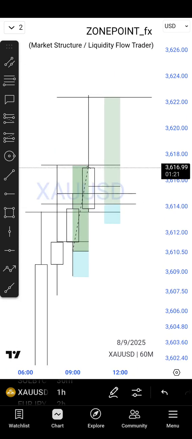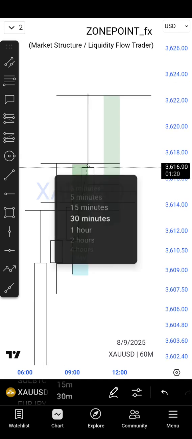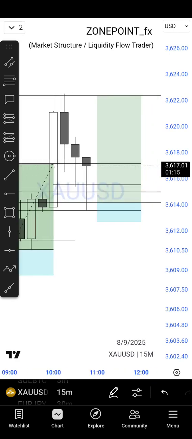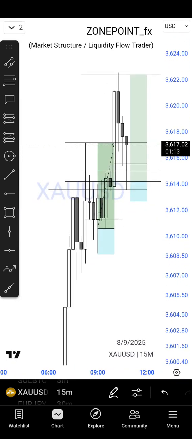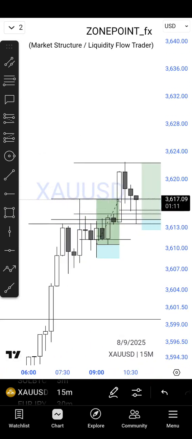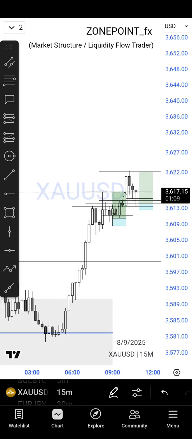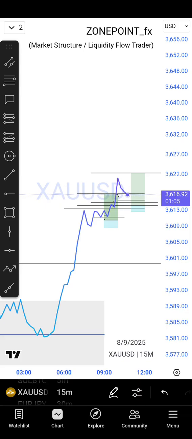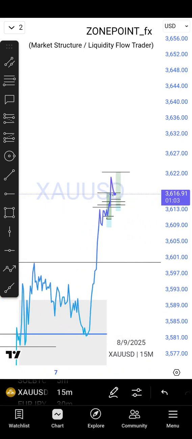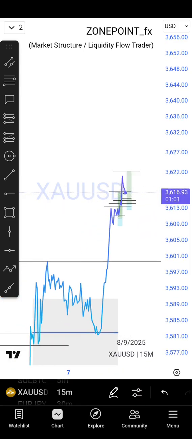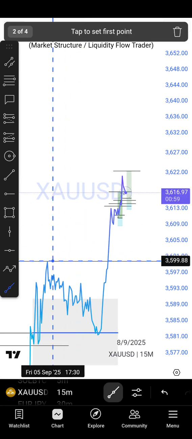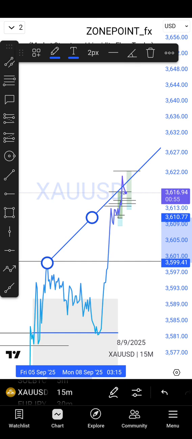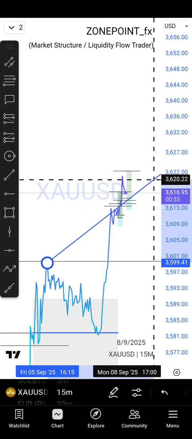So now we're expecting a bullish market. Let's go to our 15 minutes to draw a trend line. To draw the trend line, I'll be changing this to line. Changing this to line, I'll be picking my trend line from here. It's at an angle, so from here to here.